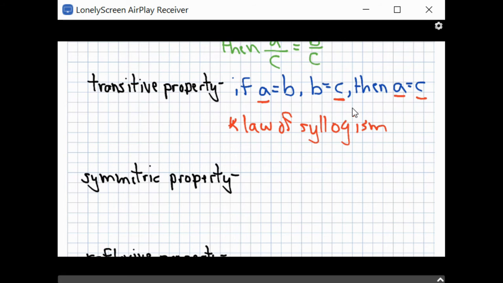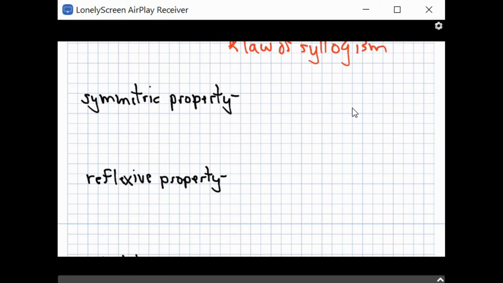Okay, and you'll see in math where we use that for an algebra. Symmetric property, this is a real simple one. You'd use this all the time, but don't think about it. It's just mathematical sense that it says, if A is equal to B, then B is equal to A. All right, so it's just reversing.